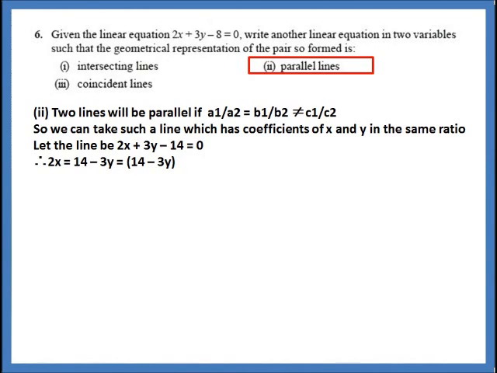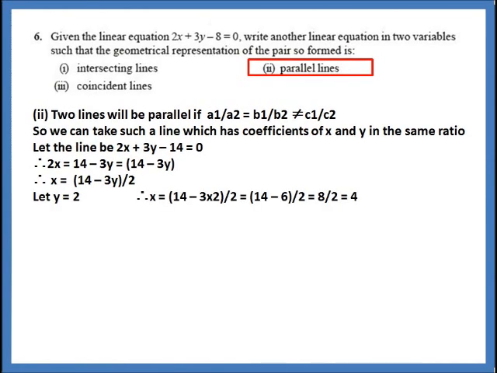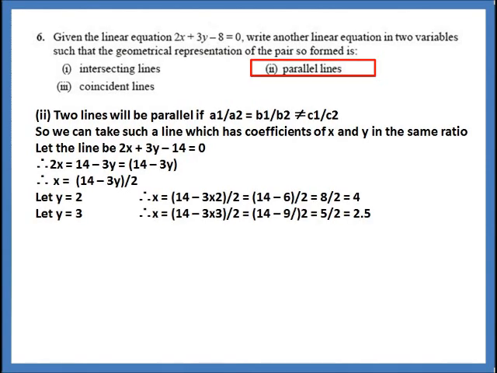Therefore 2x is equal to 14 minus 3y. Therefore x is equal to 14 minus 3y divided by 2. So the value of x will be obtained by dividing 14 minus 3y by 2. Let y is equal to 2. Therefore x is equal to 14 minus 3 into 2 divided by 2. So this is equal to 14 minus 6 divided by 2. So this is equal to 8 upon 2 is equal to 4.